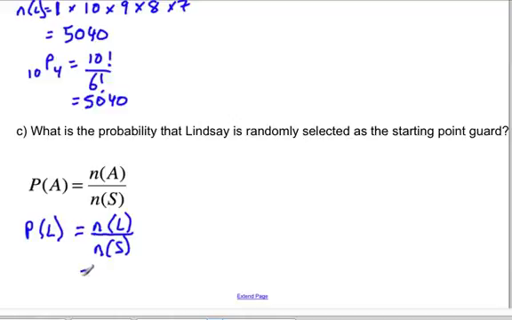So in this case, we've got 5,040 ways that we can choose Lindsay as the starting point guard, and that's from question B, divided by the total number of ways that we can choose a starting lineup given 5 people, given that we've got 11 players to choose from, and that is 55,440.